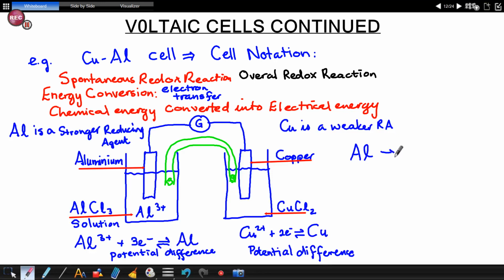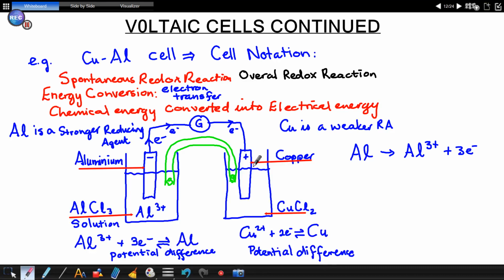Aluminium will then form aluminium 3 plus, and 3 electrons will be released by the aluminium atoms. Because aluminium is releasing the electrons, some people want to say that the aluminium electrode will be charged negatively, because the electrons flow from the aluminium and go to the copper wire. And the copper wire, to receive the electrons, must be polarized positively.